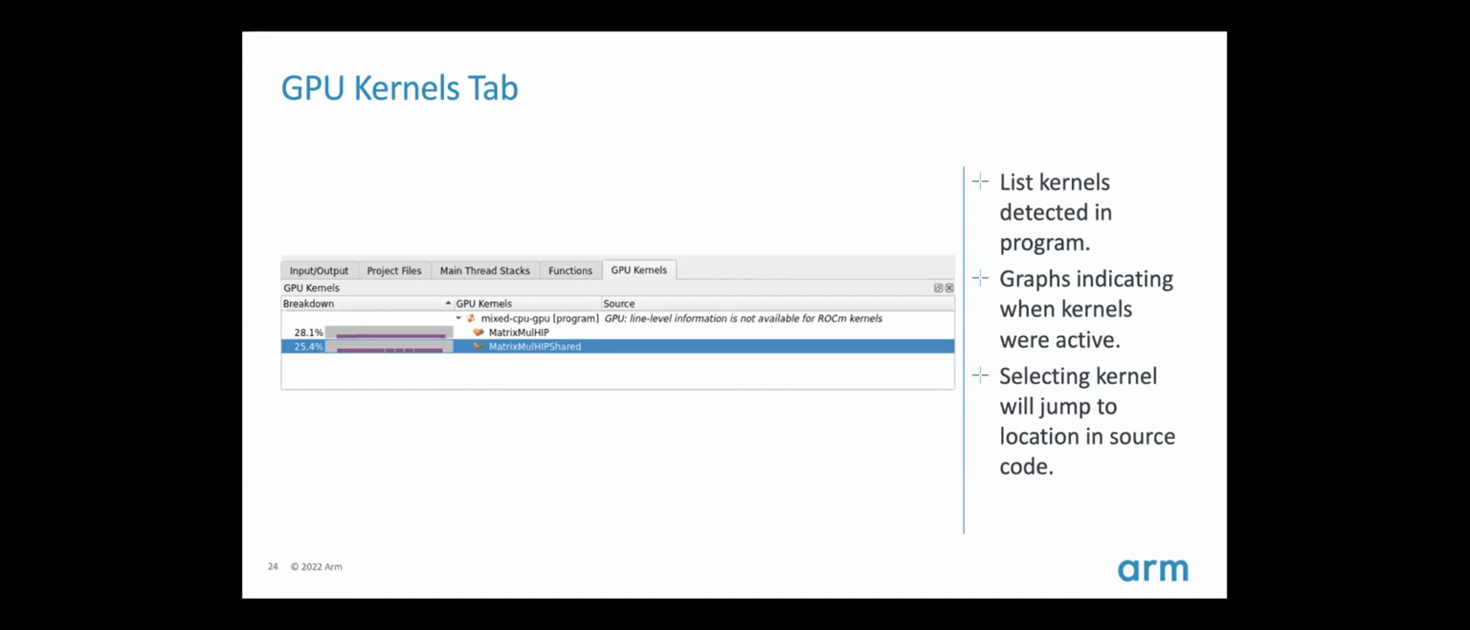This is again the kernel tab that indicates what's active and how often it's being used and whether it's CPU or GPU. If you click on any of these stack views, it jumps you to that source code.